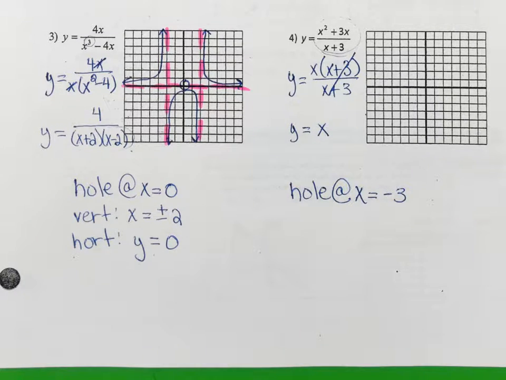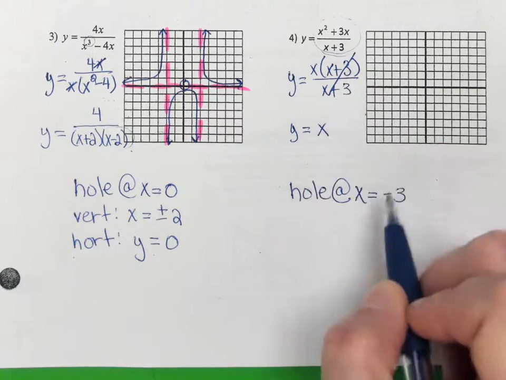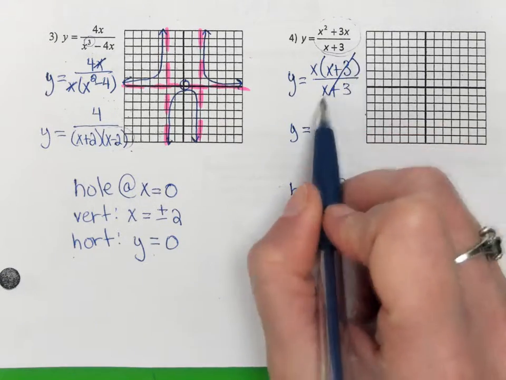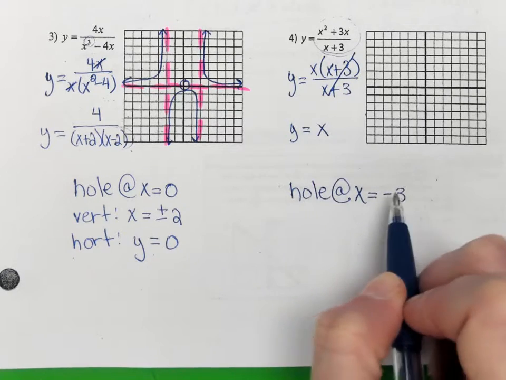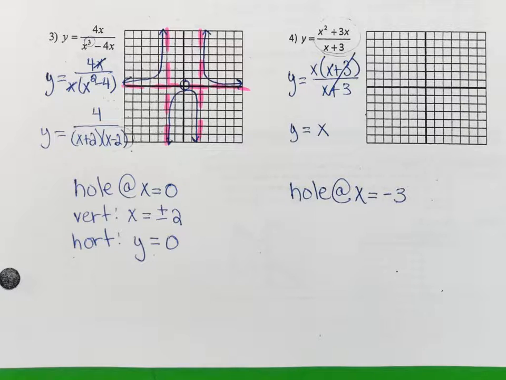Where it cancels. Wherever it cancels, if I were to set x plus 3 equal to 0, that would give me negative 3. So since it canceled, that's a hole. And if I were to set it equal to 0, it would give me negative 3.